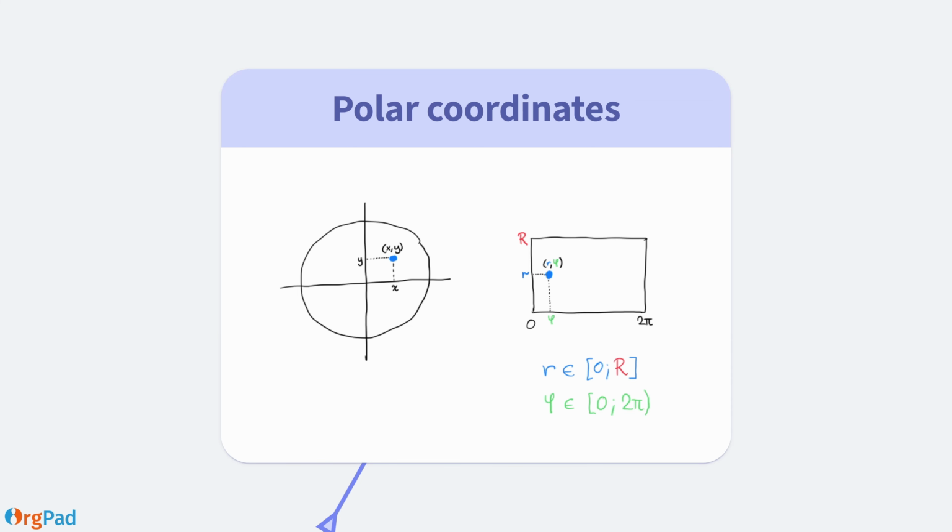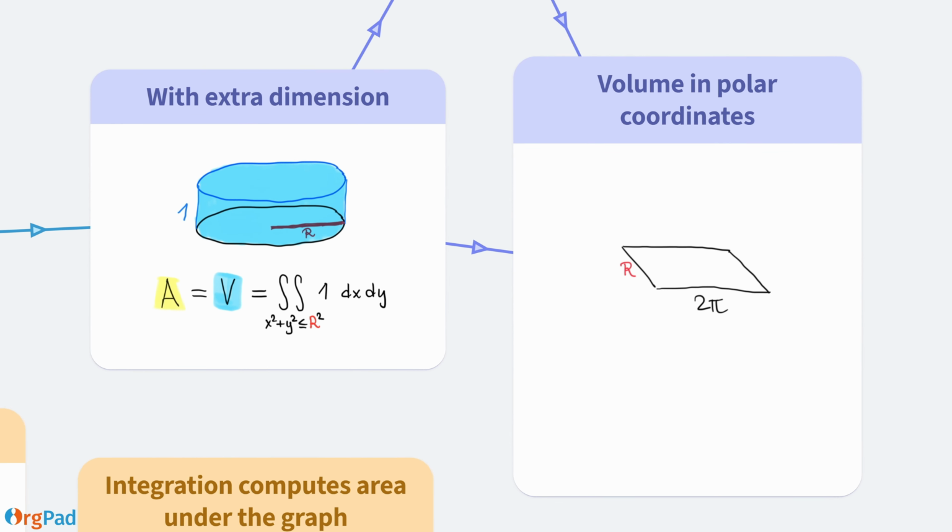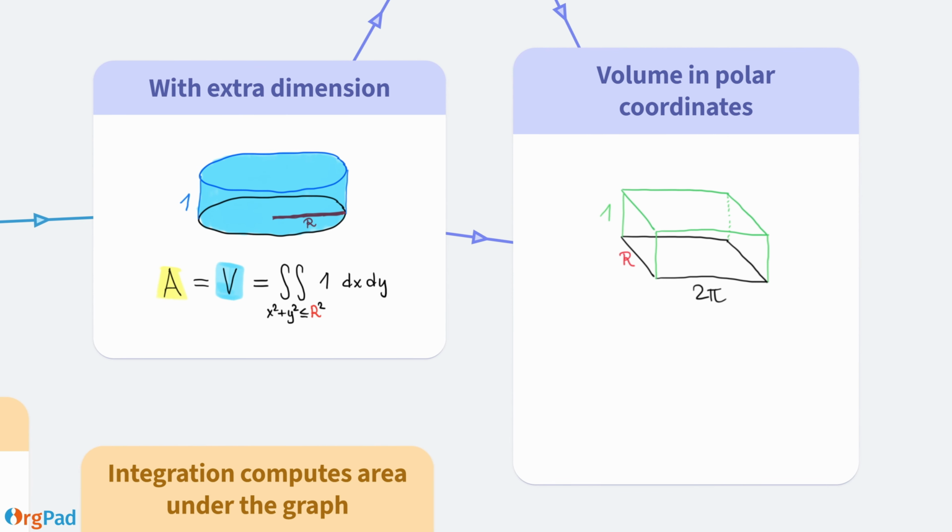Polar coordinates turn a circle into a rectangle, and this is the squaring of a circle referred to in the title of this video. After changing the coordinates, we just have to integrate the constant function over a rectangle with one side equal to r and the other equal to 2 pi. The volume of the resulting cuboid is 2 pi r. This shows that the area of a circle with radius r is 2 pi r.